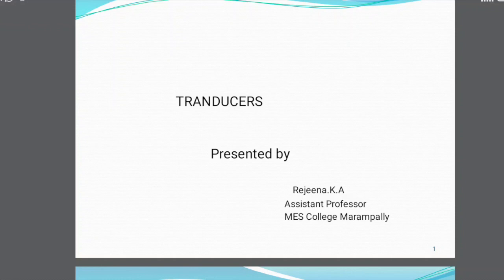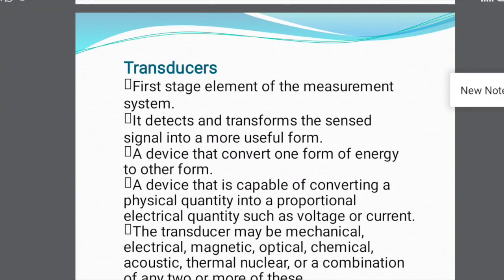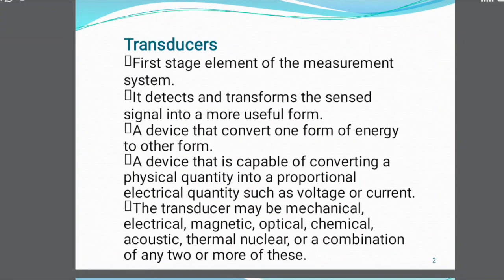Today I am going to speak on transducer. A transducer means a device that converts one form of energy to another form. It is the first stage element of the measurement system. It detects and transforms the sensed signal into a more useful form. It also means a device that is capable of converting a physical quantity into a proportional electrical quantity such as voltage or current. The transducer may be mechanical, electrical, magnetic, optical, chemical, acoustic, thermal, nuclear, or a combination of any two or more of these.